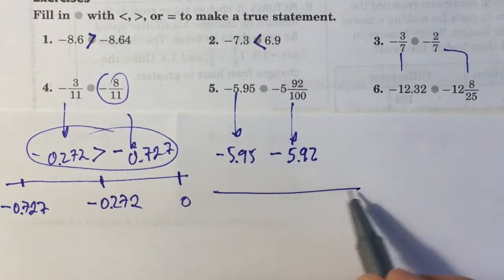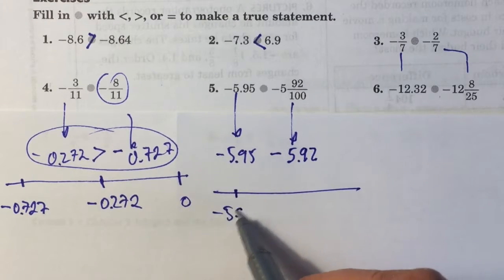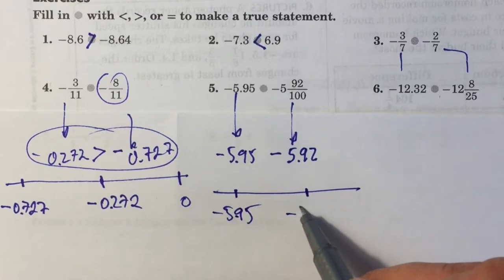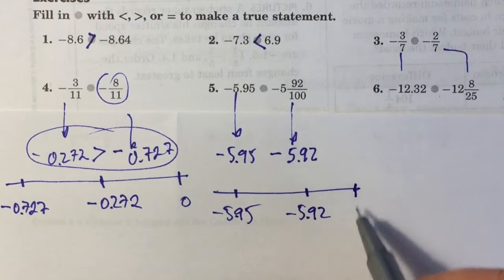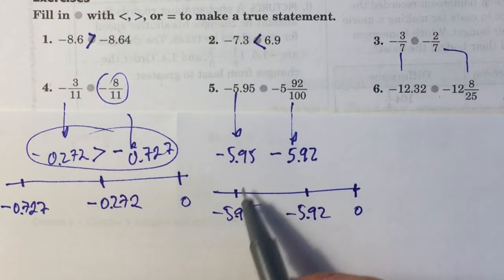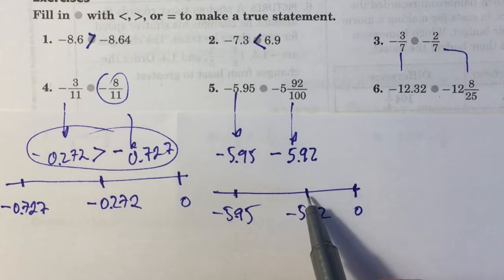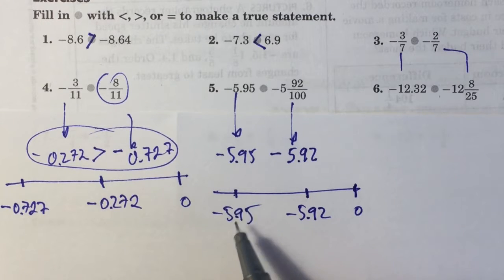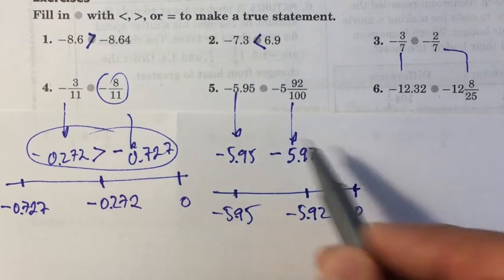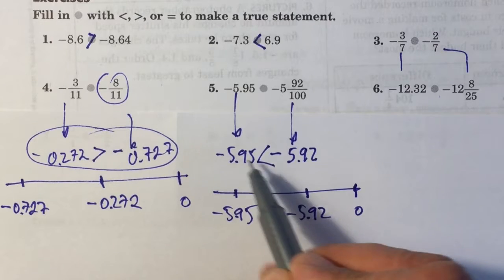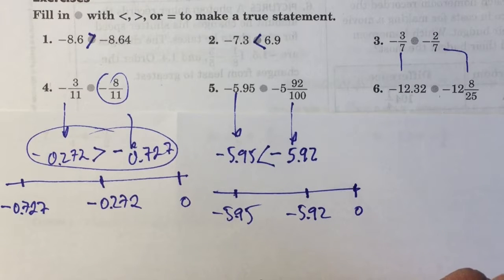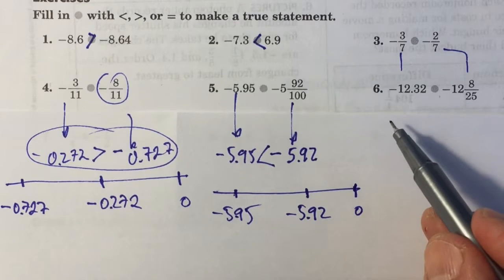Okay, let's do the line. This is negative 5.95, and here is going to be negative 5.92. If this is 0, why? Because the distance between this number and 0 is greater than between this number and 0. So this comes first. This is smaller or less than this one. Negative 5.95 is less than negative 5.92. Let's go to number 6.